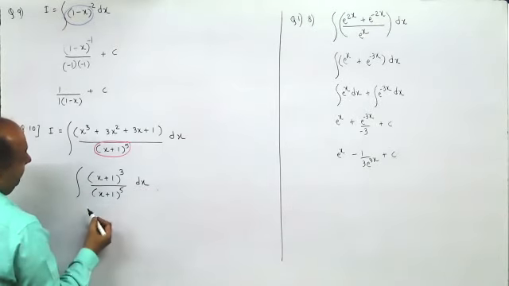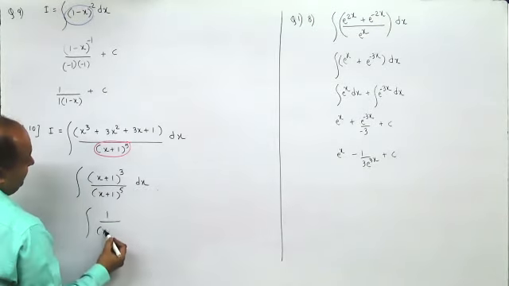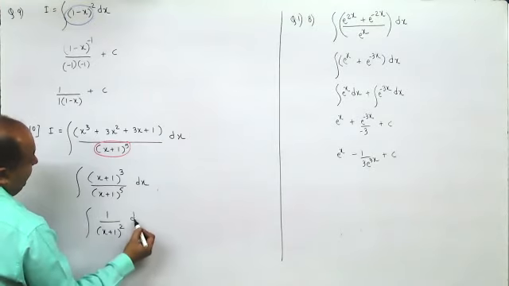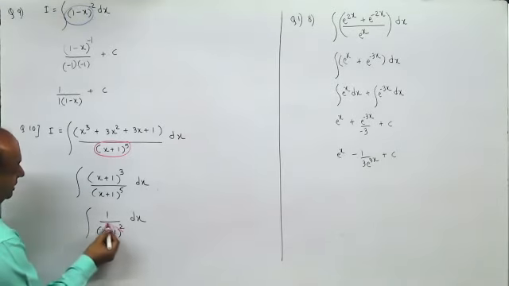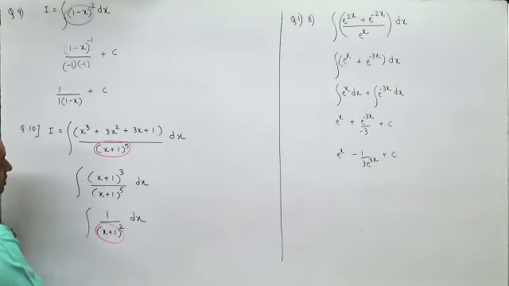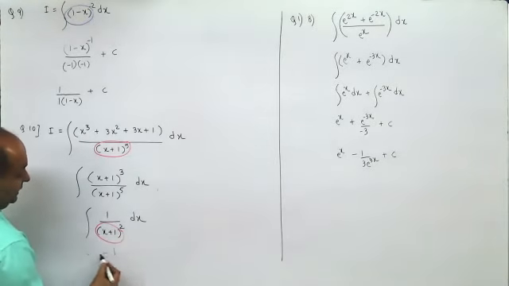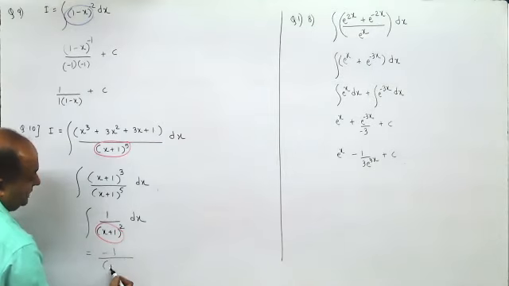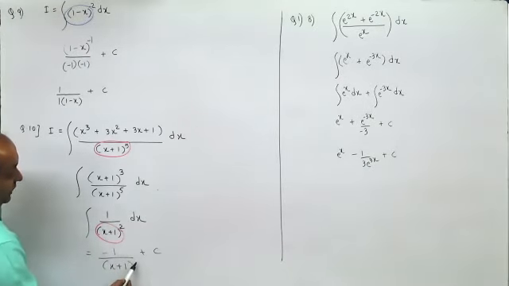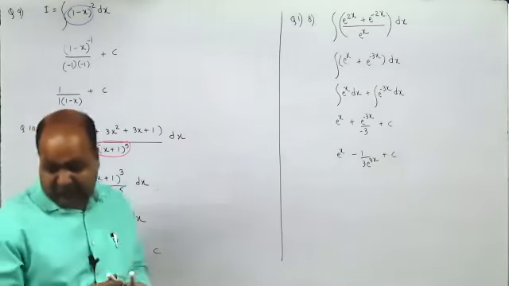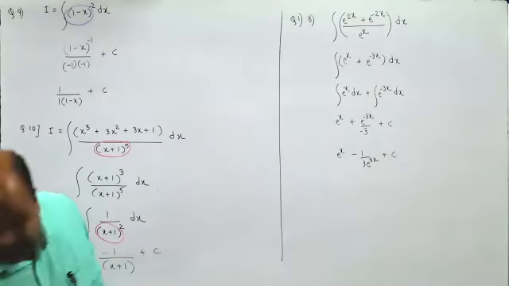So this would be 1 upon x plus 1 the whole square dx. Now this can be treated as x. So this would be 1 upon x square. So it is minus 1 upon x plus 1 plus c, and then divide by the coefficient of x, that is 1 itself. So it would be minus 1 upon x plus 1 plus c.